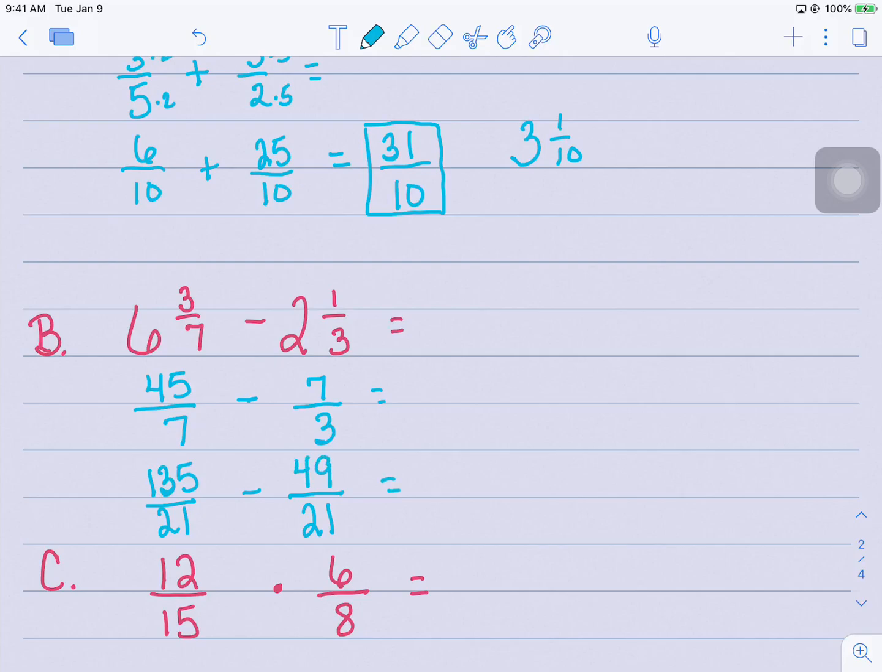Now we just do our subtraction. So 135 minus 49 gives us 86. Denominator stays the same. If we can simplify that down and make it a simplified fraction, even in improper form, we should do that. If not, we can change it if we need to to a mixed number.